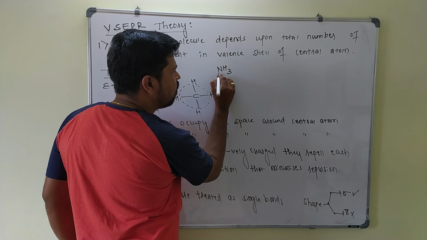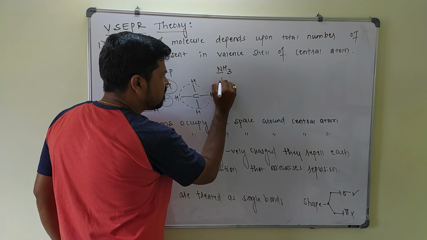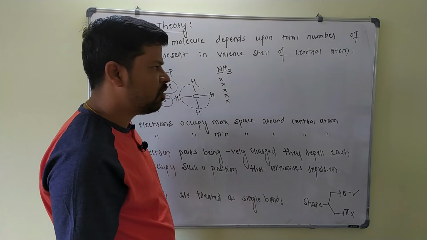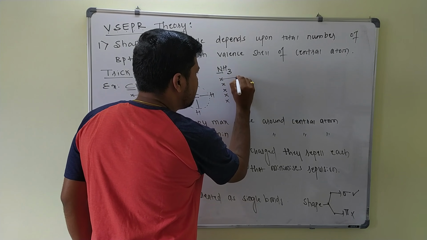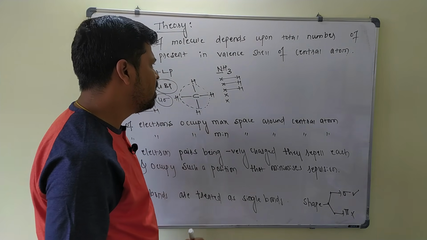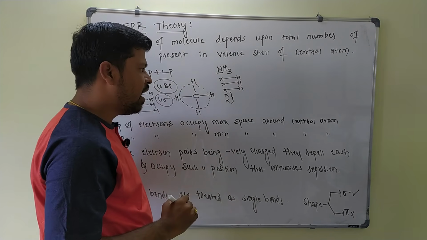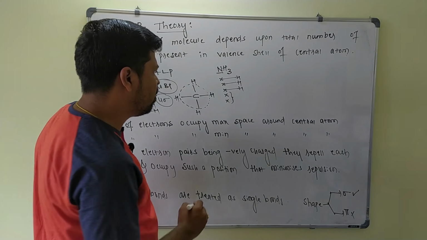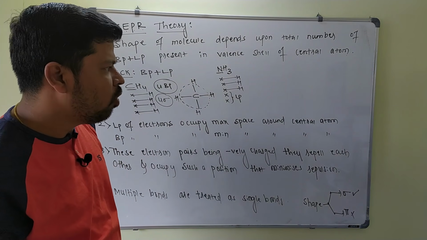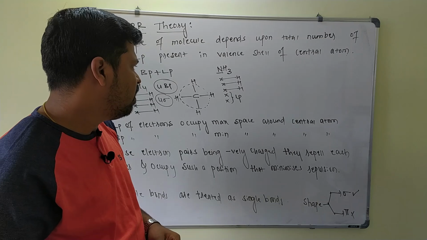In this ammonia molecule, which is the central atom? Nitrogen is the central atom. Since nitrogen belongs to group 15, it has 5 valence electrons. Out of 5 valence electrons, 3 valence electrons are utilized for bond formation with the 3 surrounding hydrogen atoms. 2 electrons are left as they are. These 2 electrons are not involved in bonding, so these 2 electrons are taken as what? A lone pair of electrons, also called a non-bonding pair of electrons.